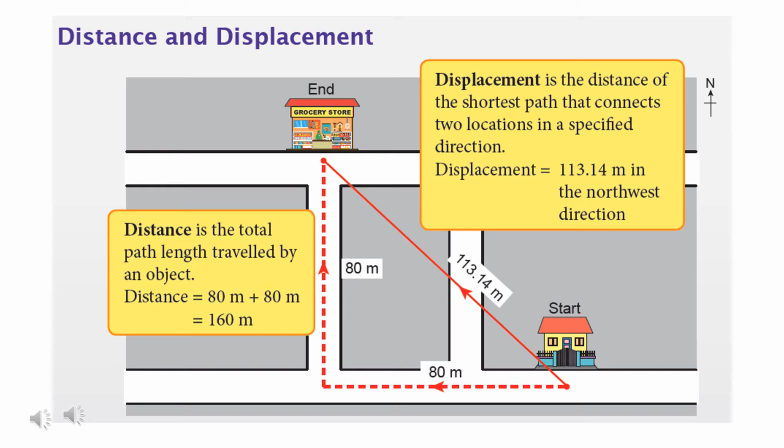On the other hand, displacement is the distance of the shortest path that connects two locations in a specified direction. The displacement is 113.14 meters in the northwest direction.